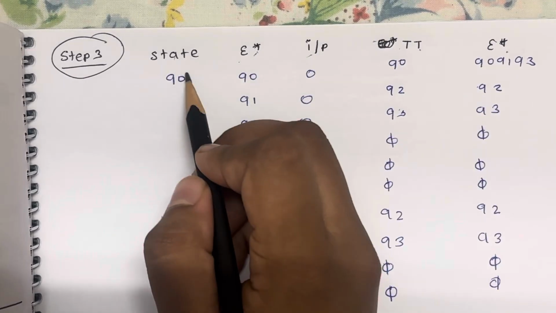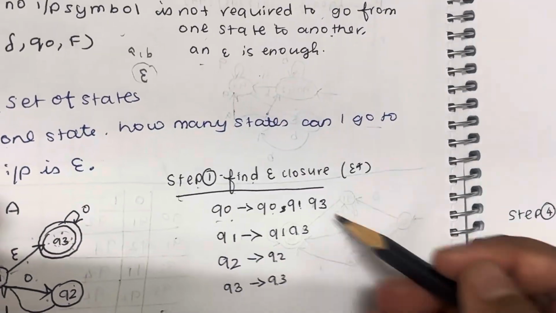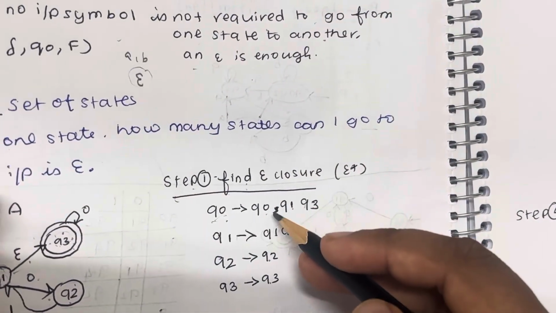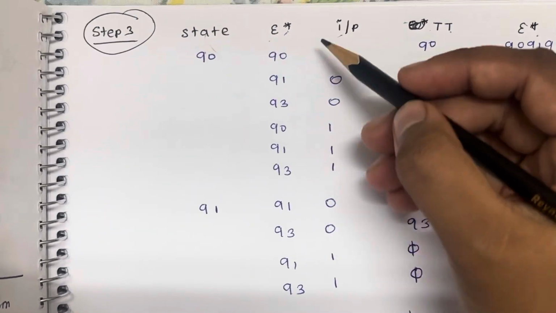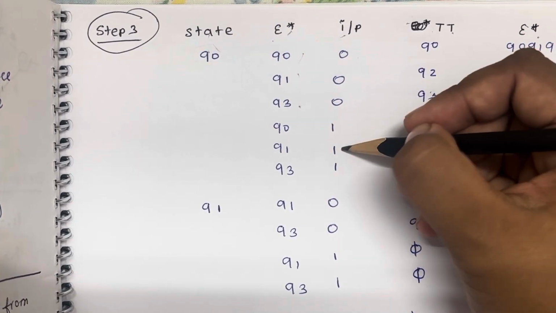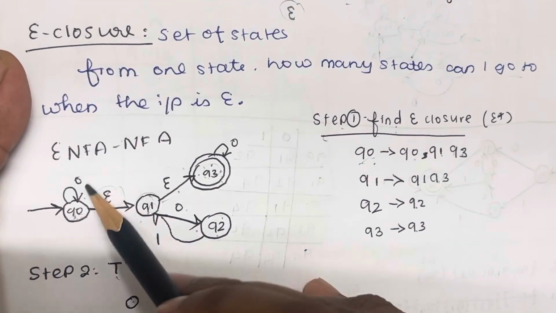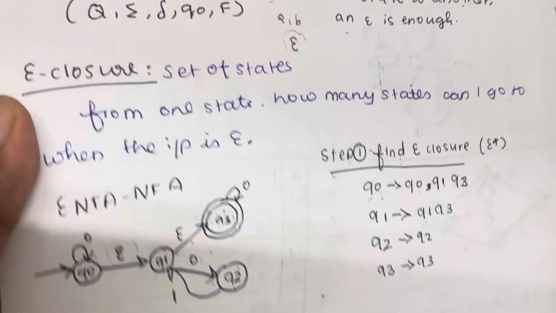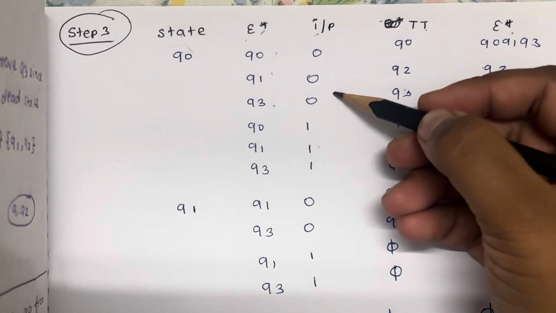We're going to start from Q0. So you're going to look back here. Epsilon closure for Q0 includes the states Q0, Q1, Q3. So you're going to write the same right here: Q0, Q1, and Q3. And you're going to do this 2 times. Why? Because other than epsilon in this table, the only 2 other inputs we have are 0 and 1. So since it's only 0 and 1, you're going to write 0 and 1. And you're going to do the same thing for the other column.